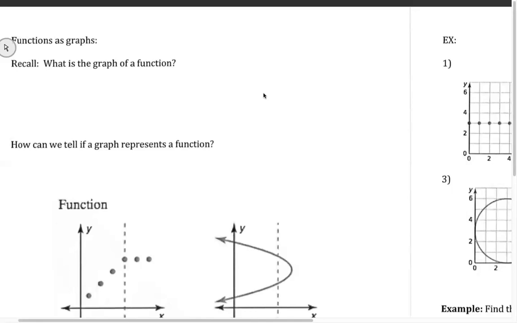So moving forward, because there's many different ways a function can be represented. We have tables, ordered pairs, mappings, and the other one was graphs. So what is the graph of a function? It is a visual representation of a relation or a function.